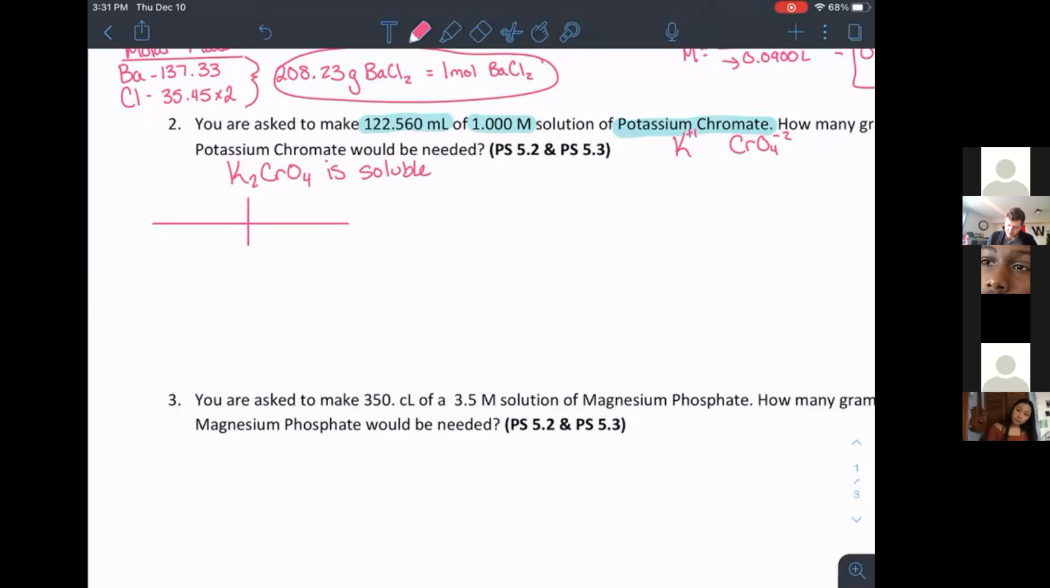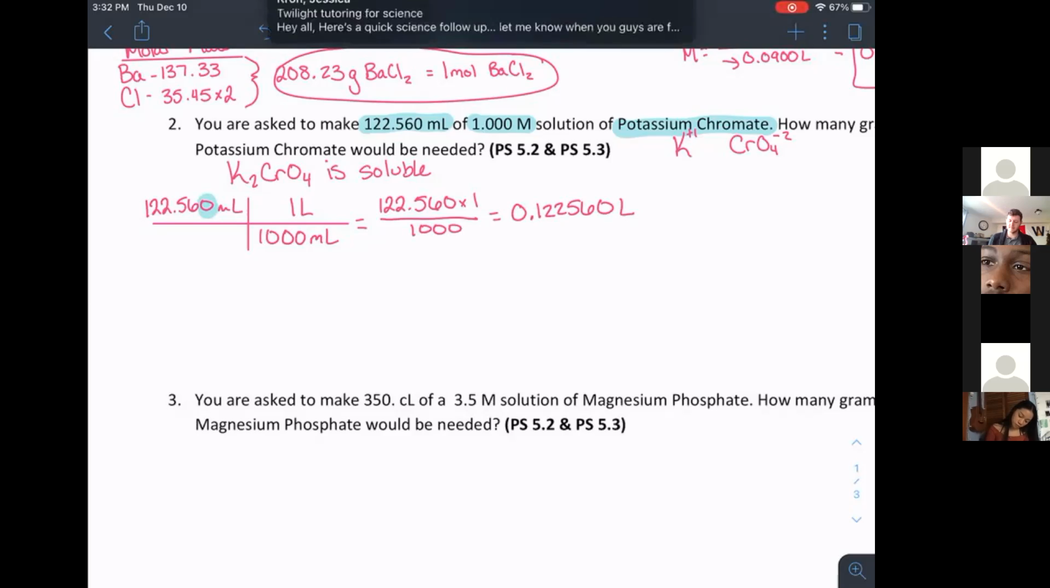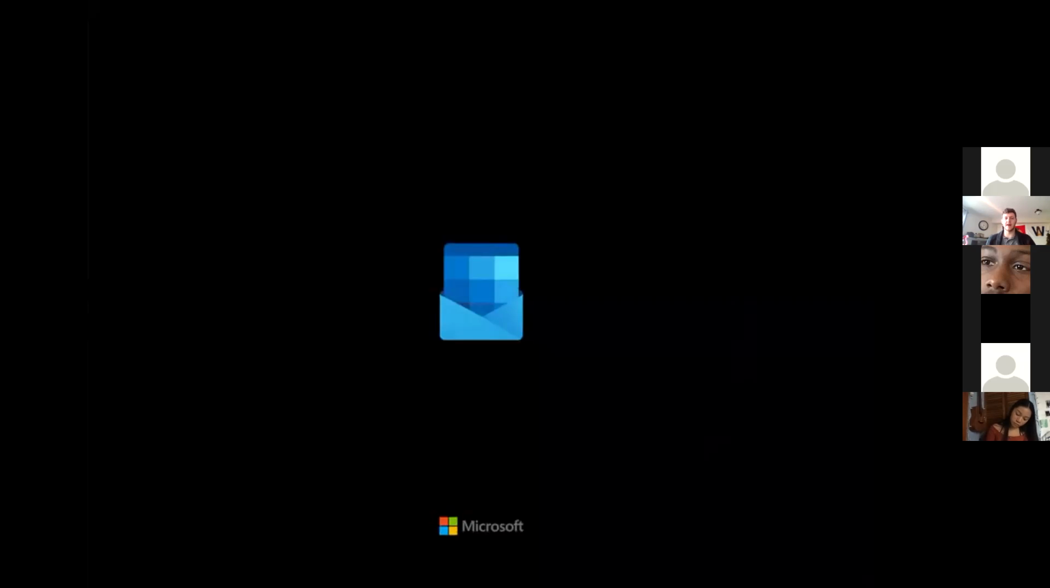So if we set up our conversion, we have our 122.560 milliliters. From before, we noticed that 1,000 milliliters was 1 liter. So when we solve this, we have 122.560 times 1 divided by 1,000 gives us our 0.12256 liters. Since this 0 is after a decimal point, it does count as a significant figure, which means right here we have 6 so far.